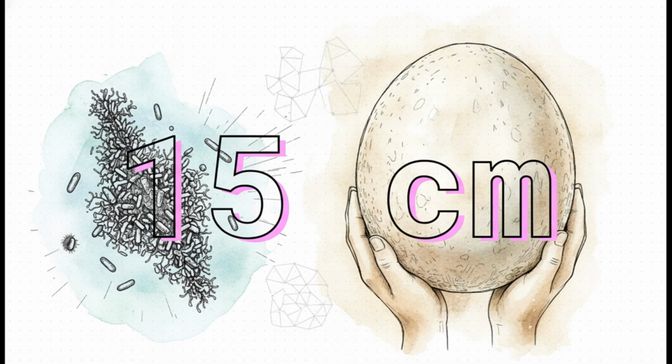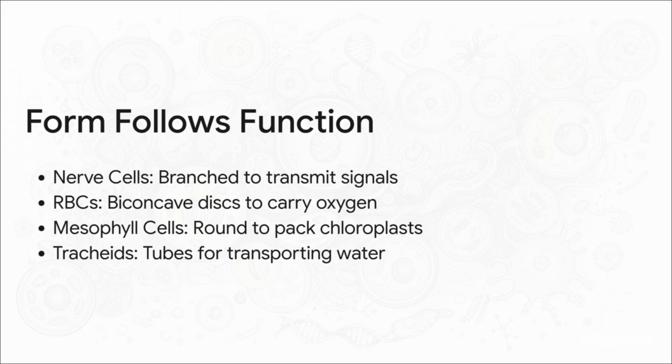From something that requires an incredibly powerful electron microscope just to see, to something you can hold heavily in both of your hands. And this leads us to kind of a golden rule in biology. Form follows function. A cell's shape is entirely dictated by its job. For example, a nerve cell has to transmit signals all the way from your toe to your brain, so it acts like a really long, heavily branched wire.